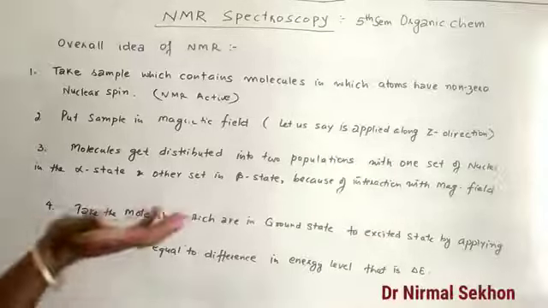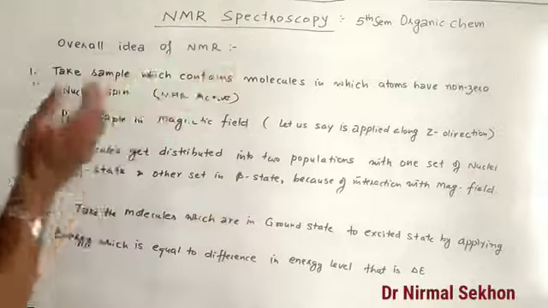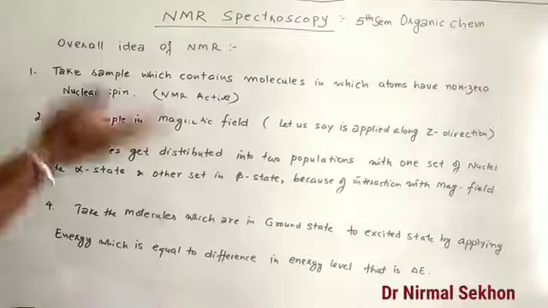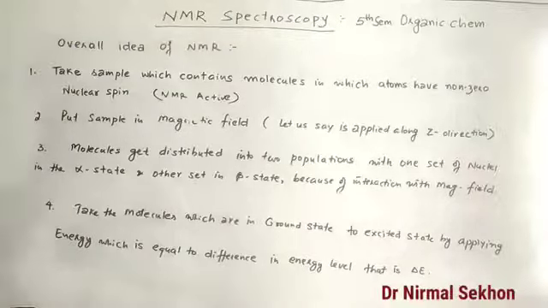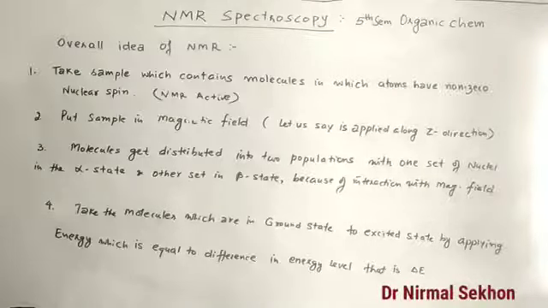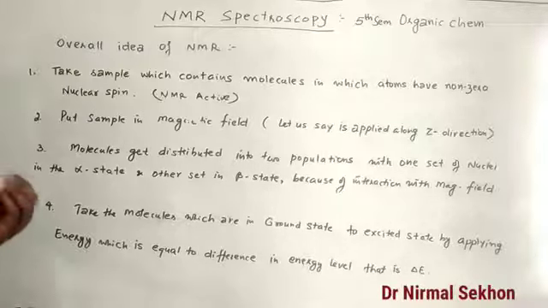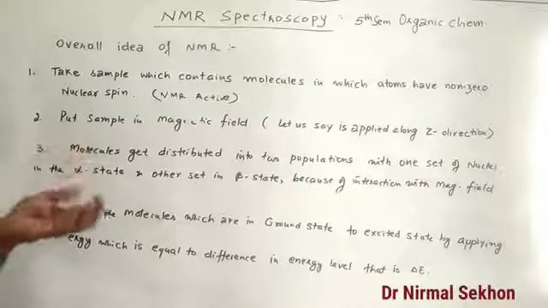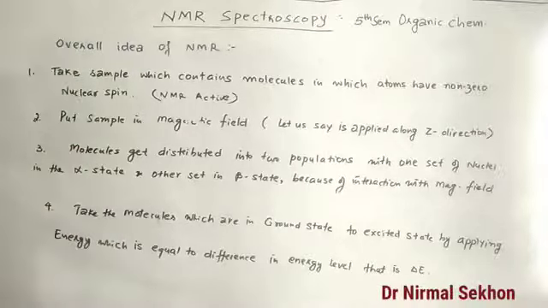Next we will try to understand how to increase the population difference between alpha and beta. Suppose in the alpha state there are 5 molecules and in the beta state there are 5 molecules, then there will be very limited chances that a molecule goes from alpha to beta. In general, according to the Boltzmann distribution law, the alpha state has more molecules than beta because alpha is more stable than beta. Even then, there must be a sufficient population difference between alpha and beta so that a sufficiently large amount of energy is absorbed and a clear signal appears in the spectrum.